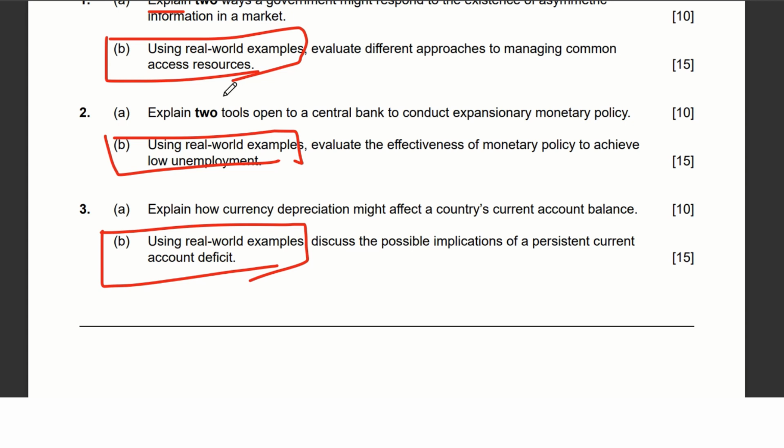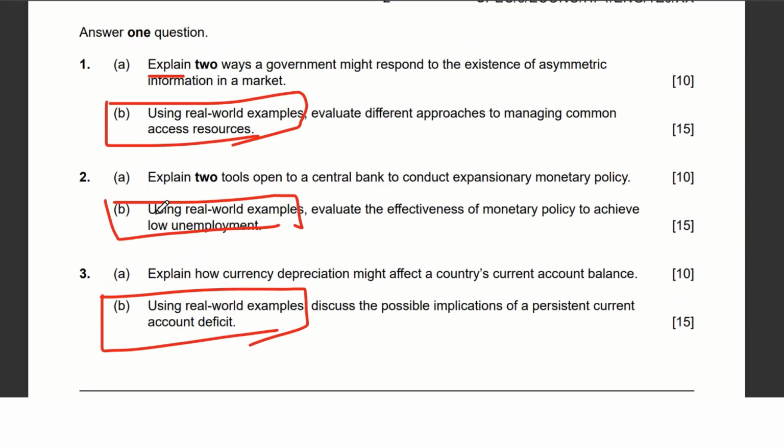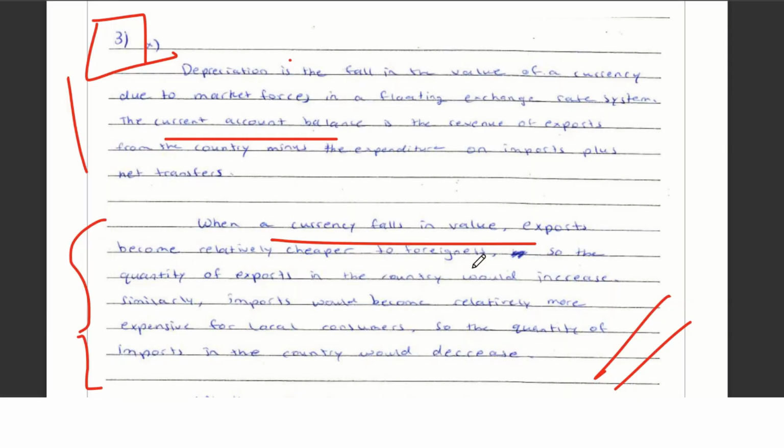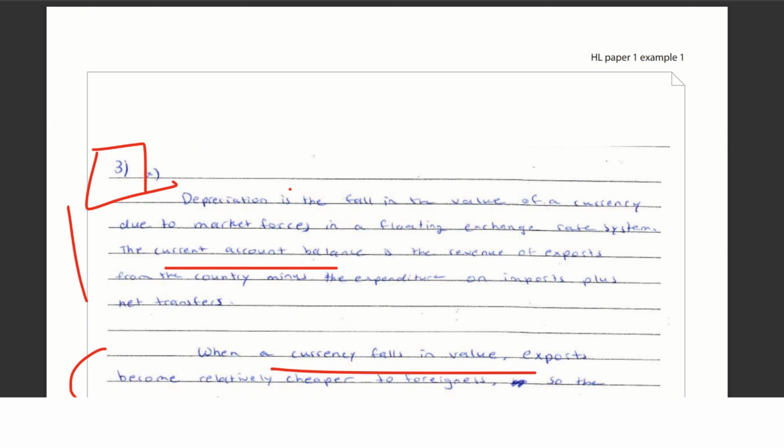In Paper 1, this is the same for SL also. In Paper 1, remember you have to use real world examples. If you are not using real world examples, you will not get maximum marks. So we'll see how the student responded to these questions, and what the examiner commented. Look at this one student response.